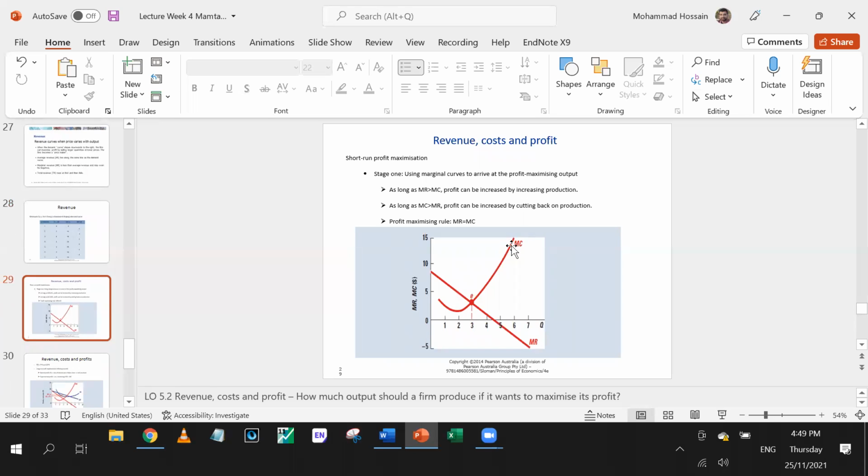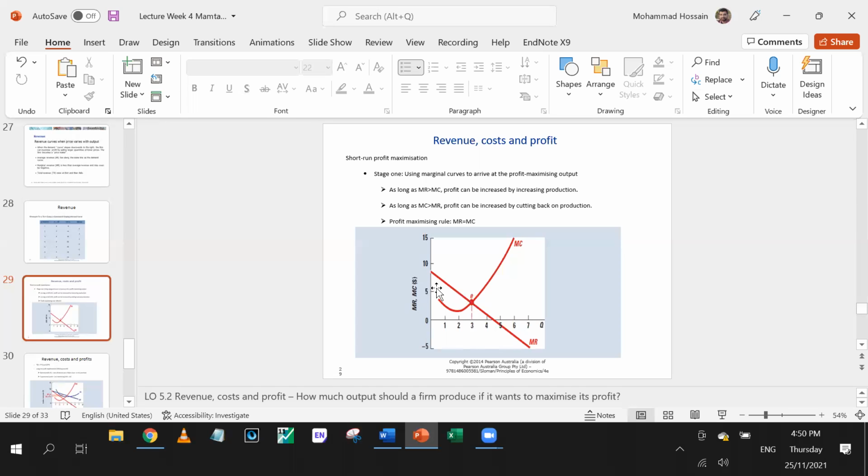And always remember these things. A firm's maximum profit they can make is if they produce the quantity of goods where the marginal cost and marginal revenue intersect. So marginal cost and marginal revenue intersect at this point. So 3. So if the business produces 3 units of goods, they can make the maximum profit. This is the rule of thumb.